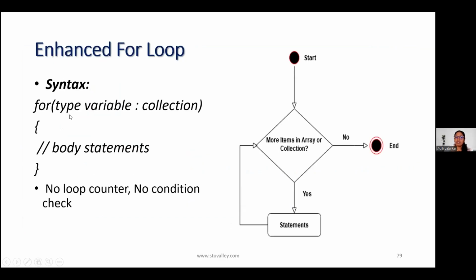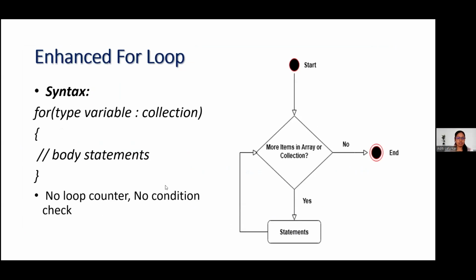So for each loop, same type variable, collection or array, you can specify the body statements. No loop counter, no condition required. Okay, it will start directly. It will check whether the collection or array has more items or not. If yes, it will execute the statements. If no, then it will end. This is the normal for loop and enhanced for loop difference.